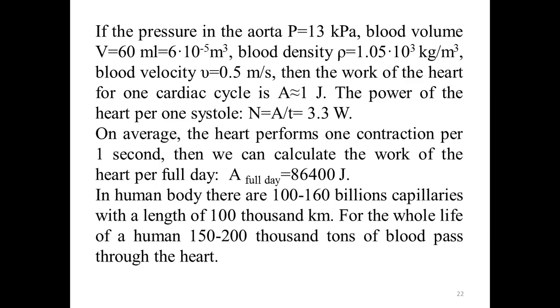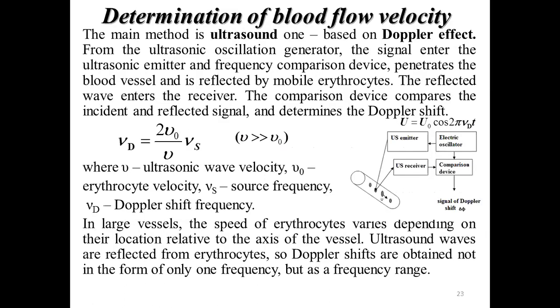In the human body, we have about 160 billion capillaries with a total length of 100,000 kilometers. And over the whole life of a human, 150 to 200,000 tons of blood pass through the heart.